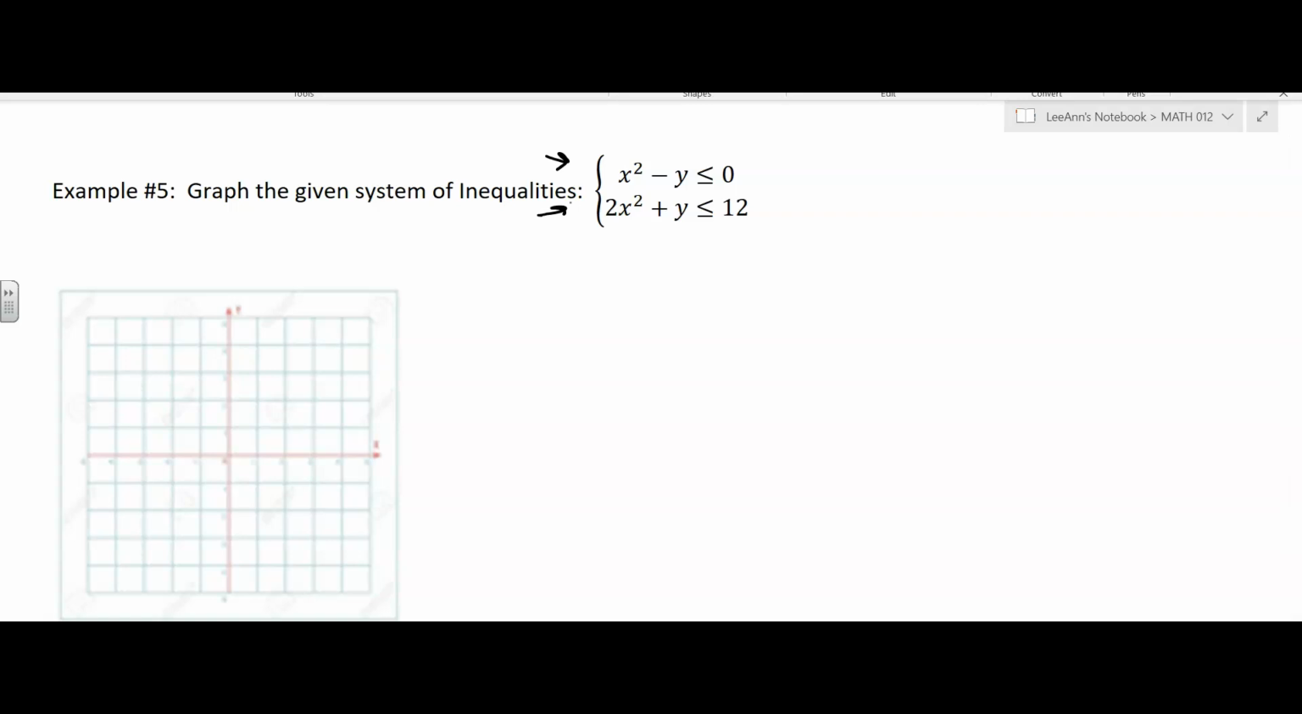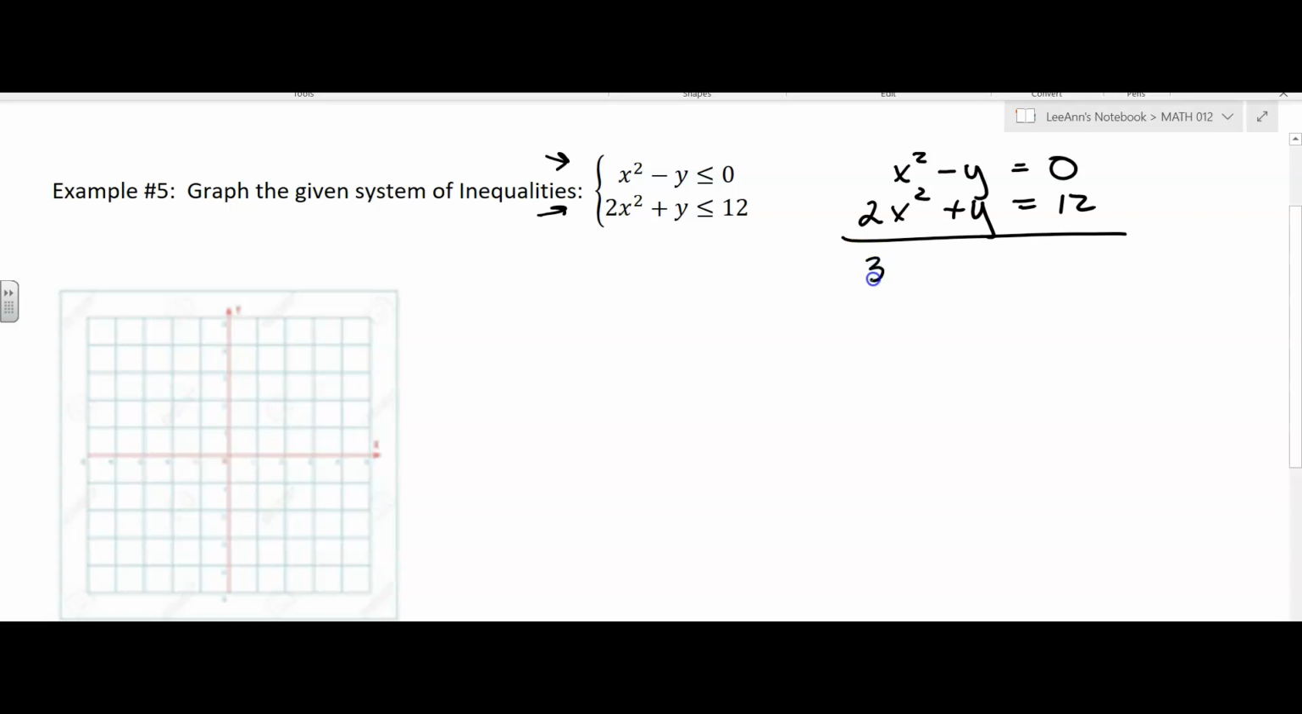So what I'm going to do is make this x squared minus y equals 0. So I'm going to make these into equations. 2x squared plus y equals 12. It doesn't graph it, and we do have to graph it. You can't solve these because it's going to be some shaded area, and so you can't list all the solutions. But we're going to find where the two parabolas intersect.